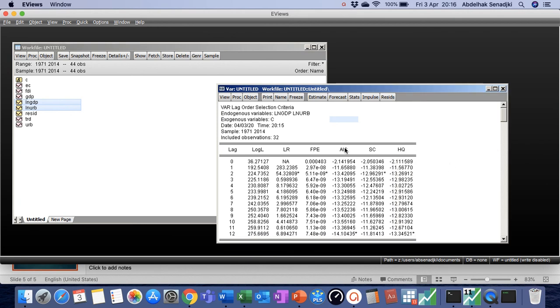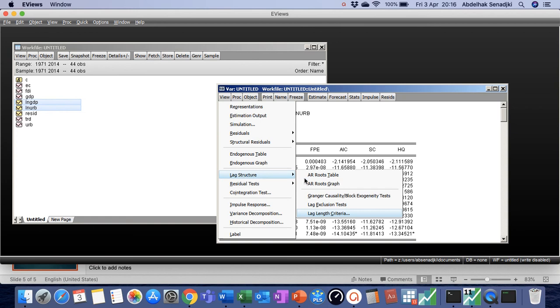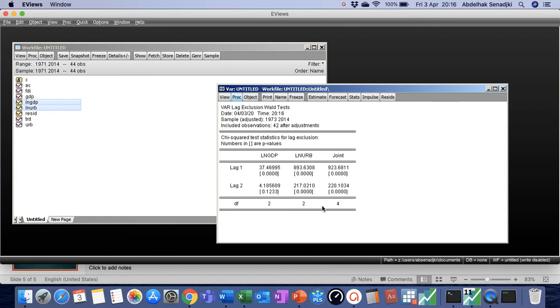So based on AIC, it is 12. Based on SC, it is 2. And also based on FPE it is 2, based on LR it is 2. So most of them say 2, but only HQ and AIC is 12. Let's confirm if these are significant or not. So I come back here, view, lag structure, and I put lag exclusion test. Yeah, it's only lag 1 and lag 2 that are significant. So therefore, my lag length is 2.